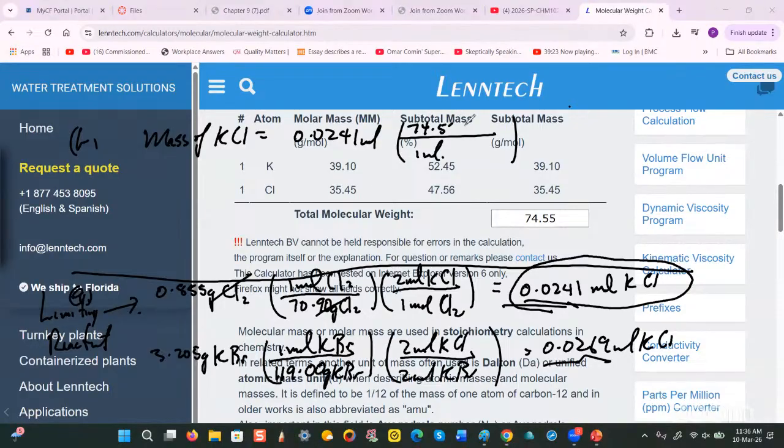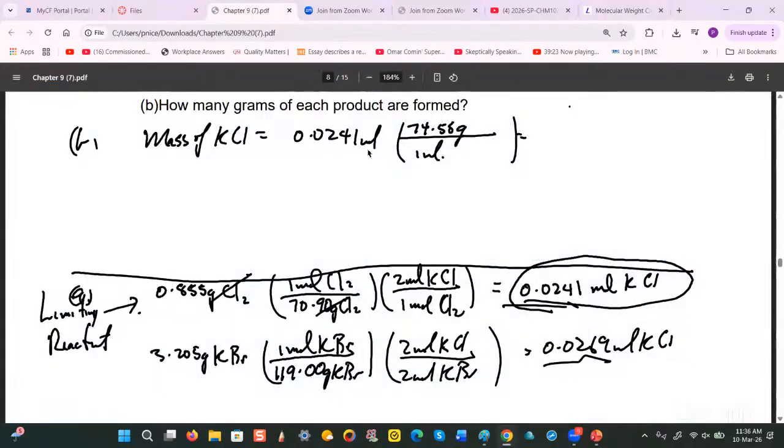74.55 grams would be the molar mass of KCl. So 0.0241 times 74.55. According to my calculations, the mass of the KCl that will be formed will be 1.80 grams. So that part is the easier part, the mass of the potassium chloride.